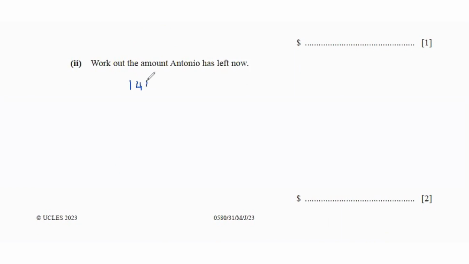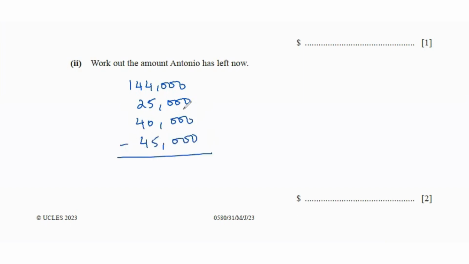That means 144,000 minus 25,000 minus 40,000 and minus 45,000. The expenses for wage, equipment, and supplies. And that would give you $34,000.